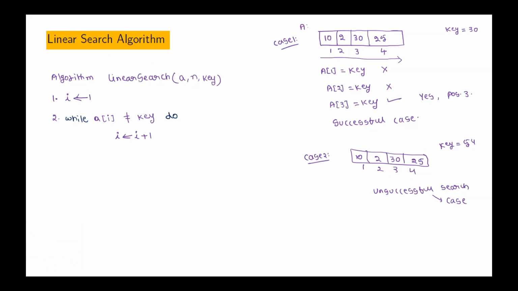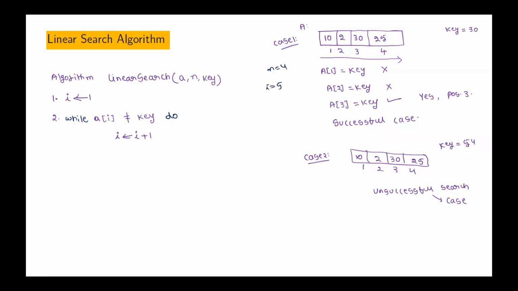While A of I not equal to key, we keep doing like this: I equal to I plus 1. But how many times do we keep doing this? For each value of I we do. What is the maximum value of I for which we do this operation? For example, if n equal to 4, when I becomes 5, do we still perform this operation?